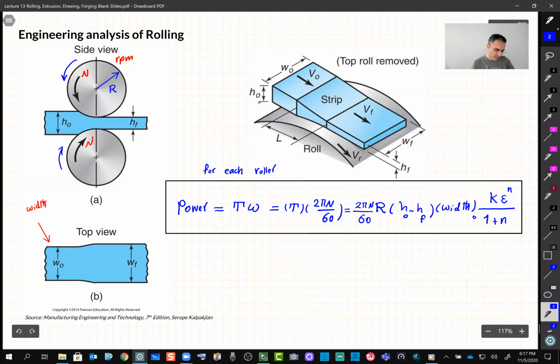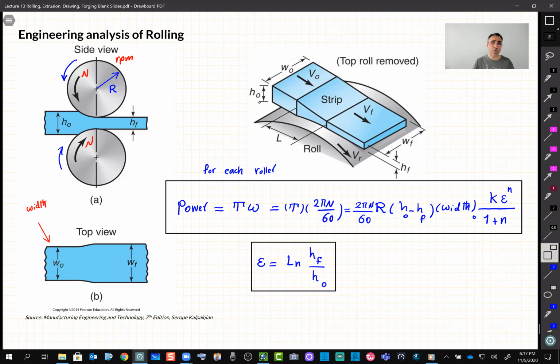And some things that I've seen most of the students, when they solve this problem, they make mistake is finding epsilon. Epsilon, remember, is the true strain. And here in this case, it's go back to that idea of definition for true strain is HF divided by H0. Assignment 4 that you will do one question for rolling, which you will see how you can use this formula. And maybe later I will provide more explanation, but this is the whole concept for this formula.